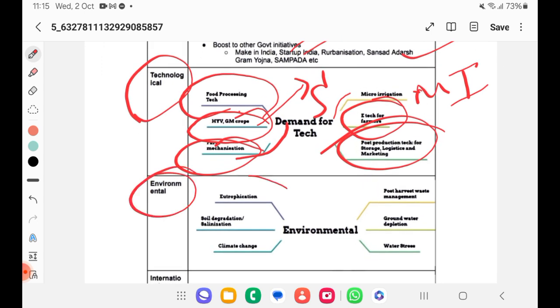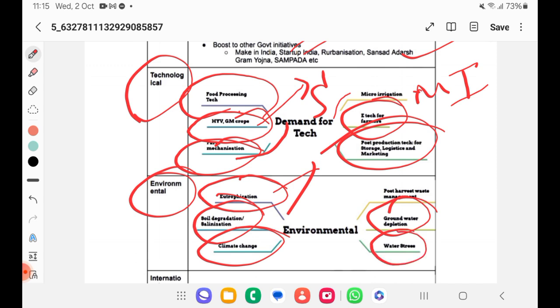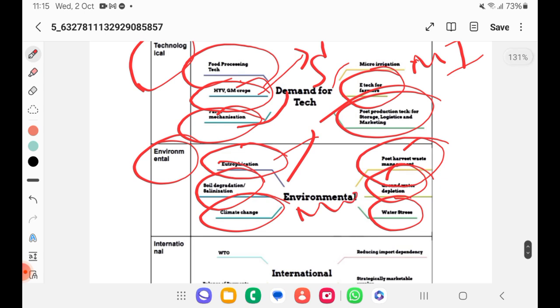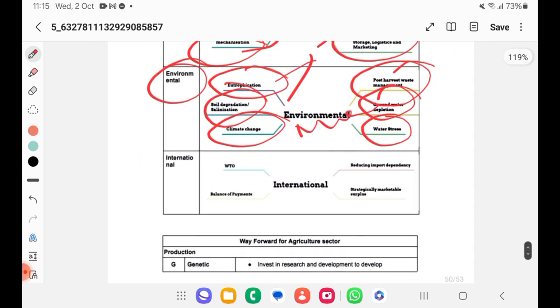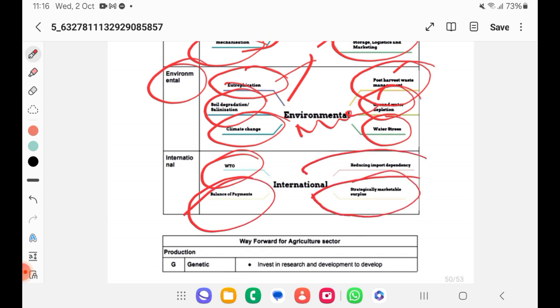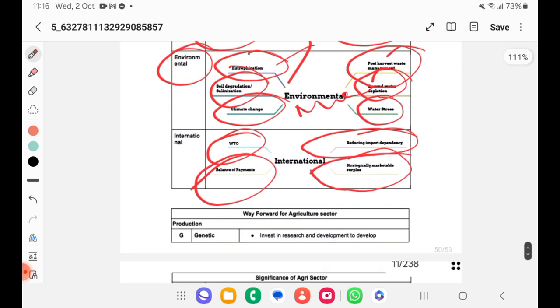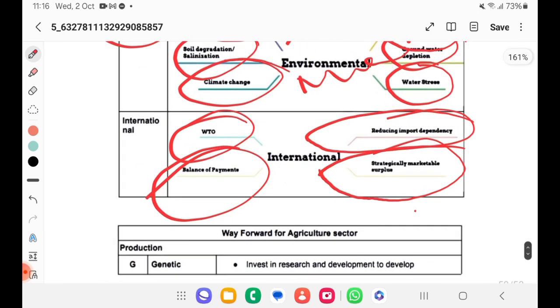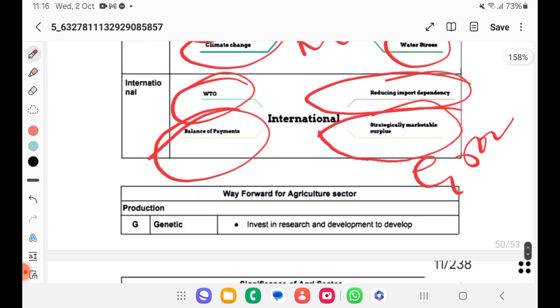Environment, we decided we have to address eutrophication, climate change, climate resilient agriculture should be there, and soil degradation and salinization, groundwater depletion, water stress, post-harvest waste management. The important thing was waste management. Then we have seen the international level: WTO, balance of payment, sustainable, strategically marketable surplus, and then reducing import dependency. So these are the things. And then we have also seen the way forward as GROW and growth, right? What is the G in GROW? Genetic.